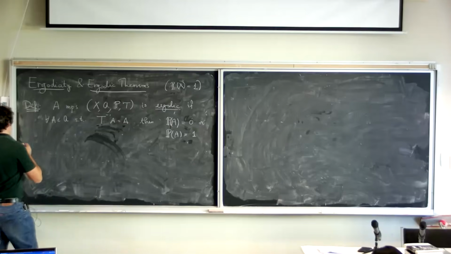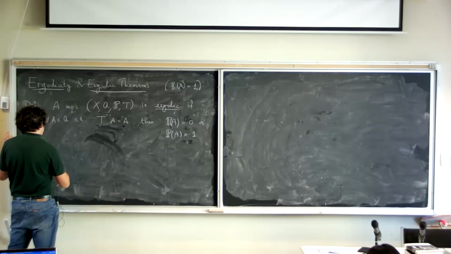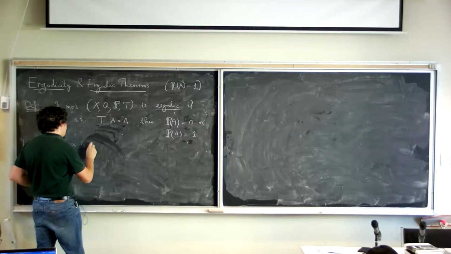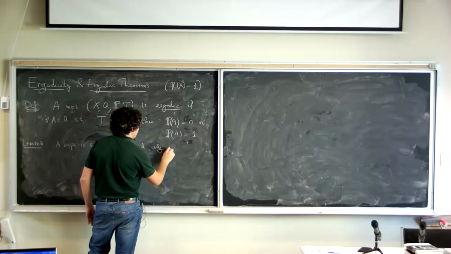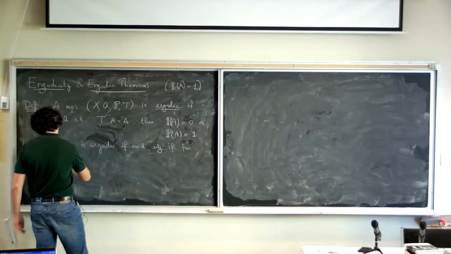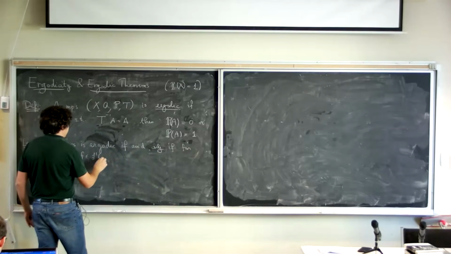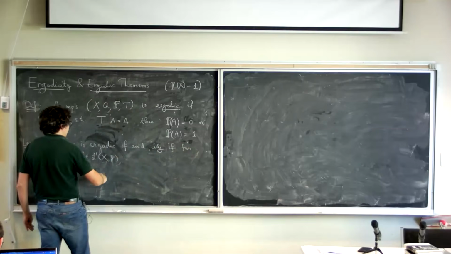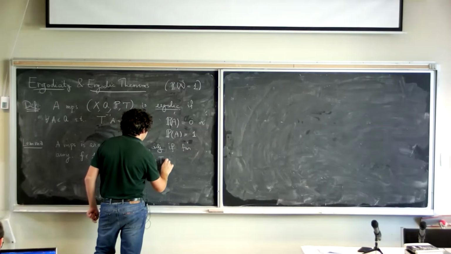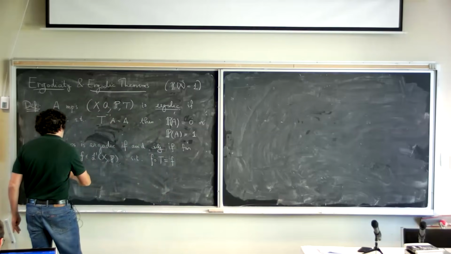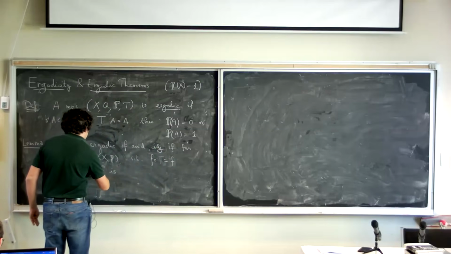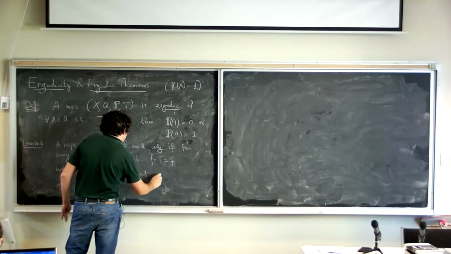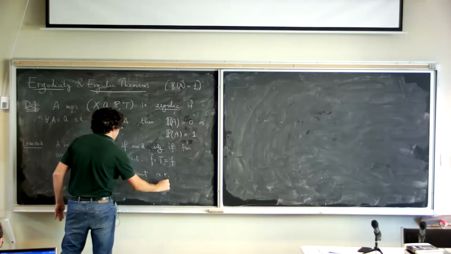In fact, a famous lemma is the following: a measure preserving system is ergodic if and only if for any f, let's say in L1, though it doesn't matter too much what functional space you have, such that f is invariant, such that f composed with T equals f, then f is constant almost surely, almost everywhere.